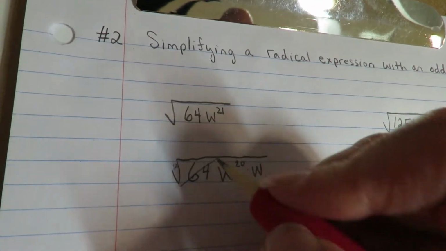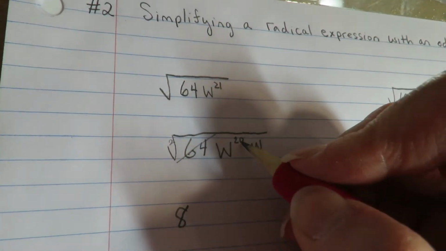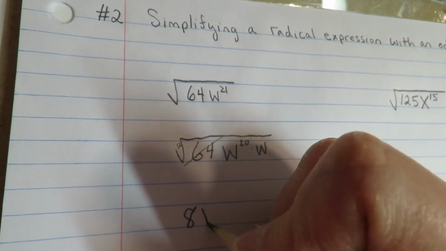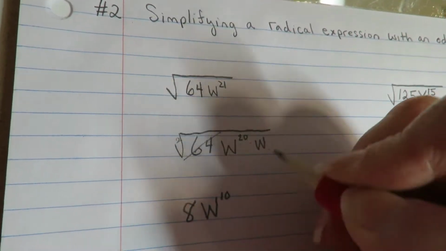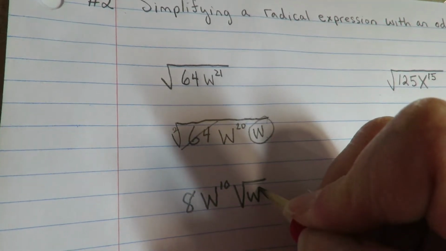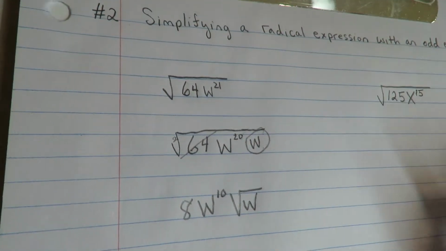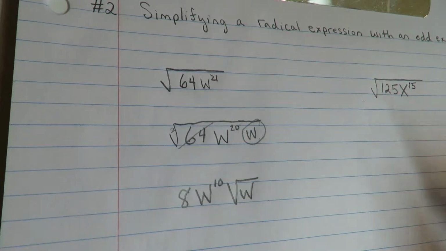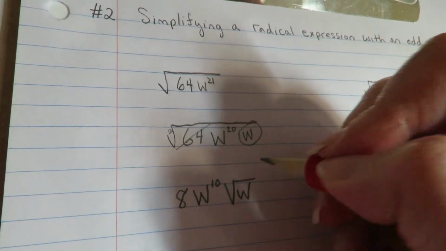All right, so the square root of 64 is 8. Half of the exponents is W to the 10, and then this guy is left under. So if you're trying to take the square root with an odd exponent, you're going to have leftover.